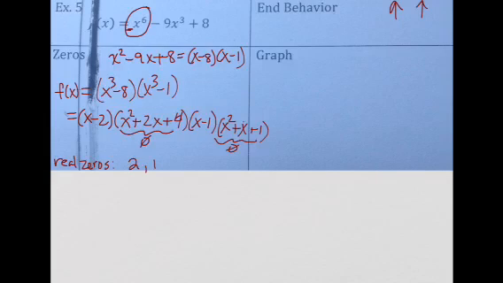Each have a multiplicity of 1, so that means that the graphs are going to cross the x-axis at these values. Okay, so the y-intercept is 0, 8. Okay, so let's go ahead and plot this graph.